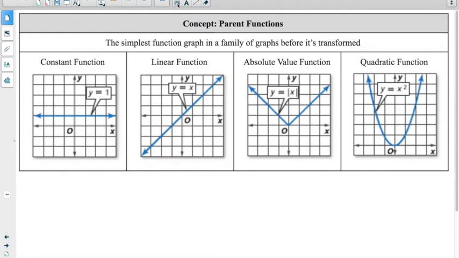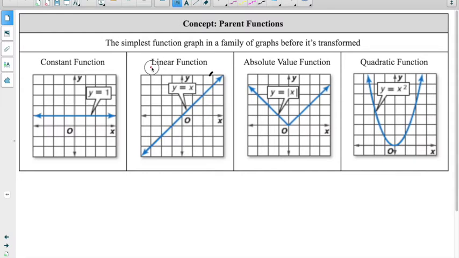Okay, and so it's the simplest function graph in a family of graphs before it is transformed. Okay. And so what this means is it's the most basic form of a graph. So for example, if you think about linear functions, that's the one that we're typically the most comfortable with. Linear functions, y equals x is the most basic function in that function family.